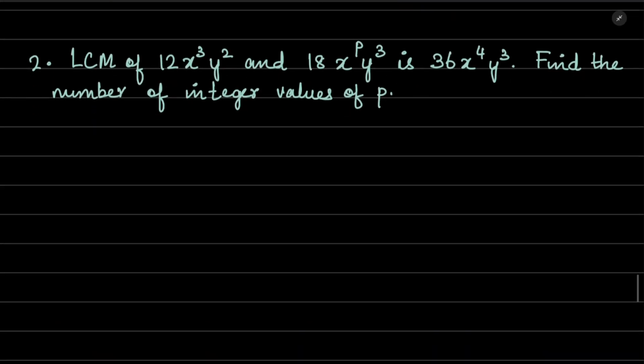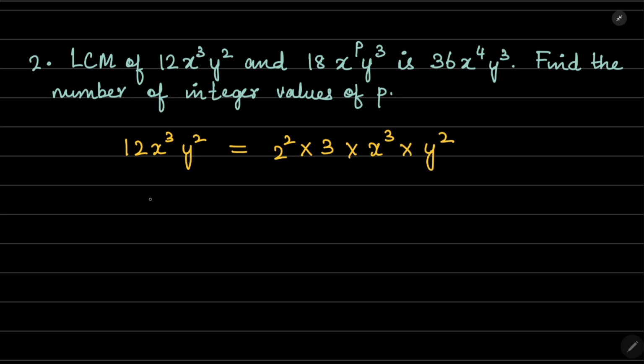The LCM of 12x cube y square and 18x to the power p y cube is given to you as 36x to the power 4 y cube. Find the number of integer values of p. So let's do it. Very easy question. So 12x cube y square, you have to factorize it. 12 can be written as 4 into 3. So 2 square multiplied by 3 multiplied by x cube multiplied by y square.